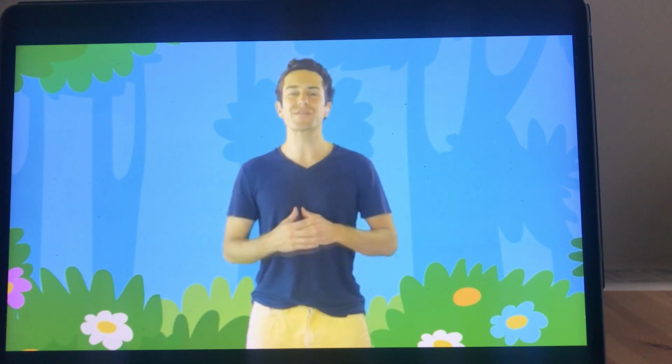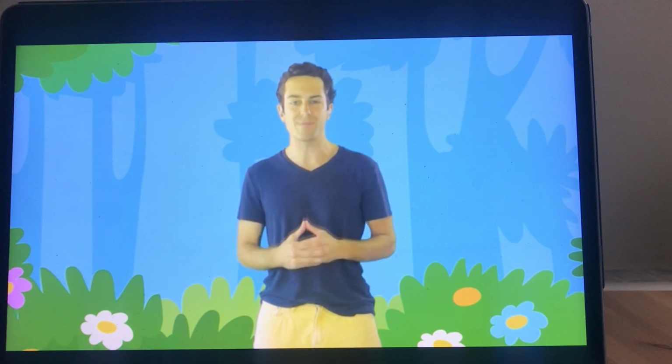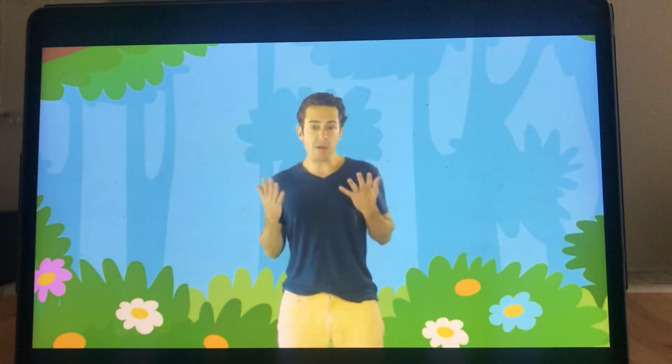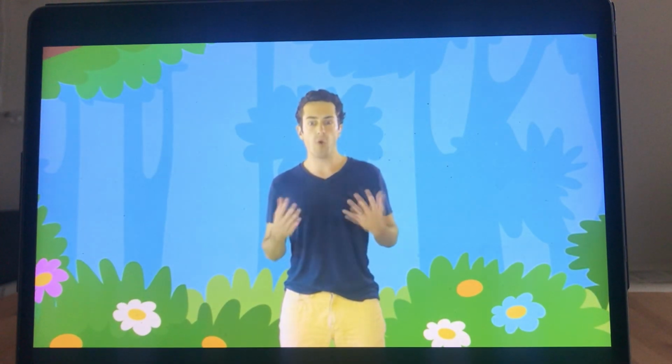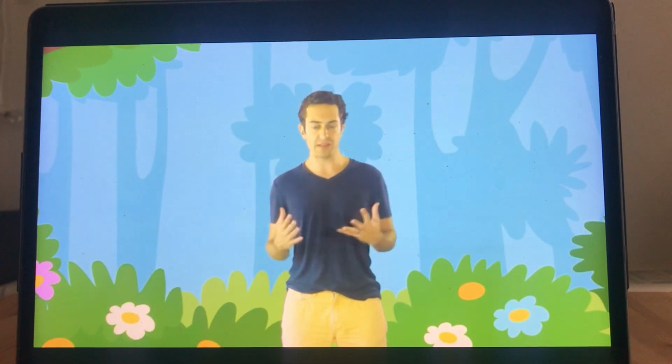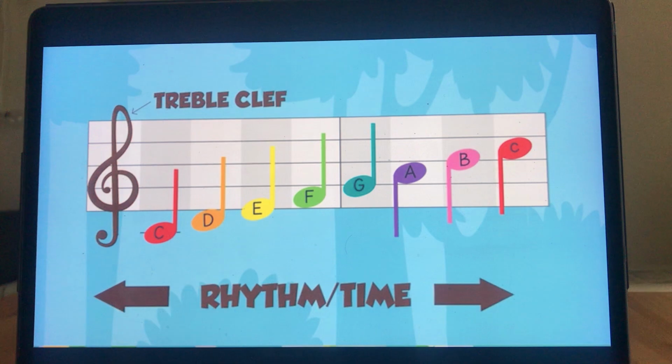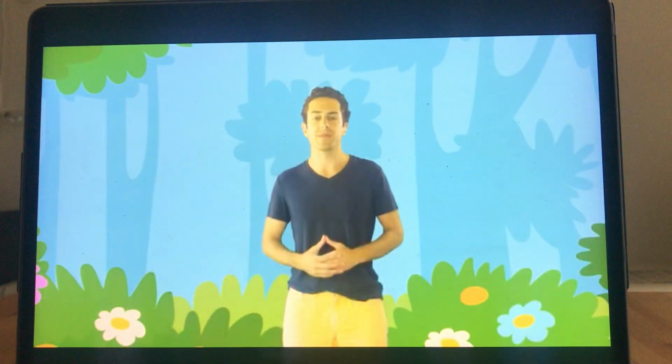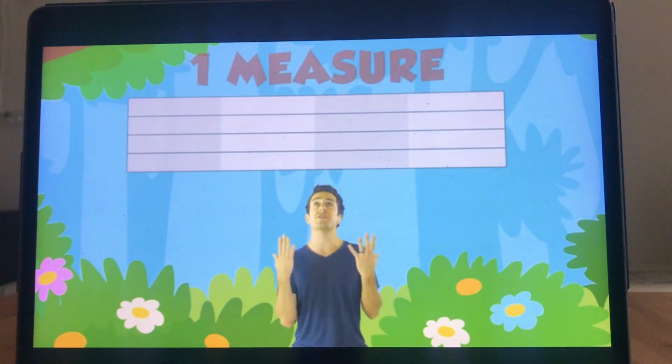Welcome to your very first rhythm lesson here in Primary Prodigies. Now we've played a couple songs already, but before we go any further, we need to talk about where our musical notes live in the sort of left to right time frame. What does that mean? That's kind of a tricky thing. Well, let's look at our measure.